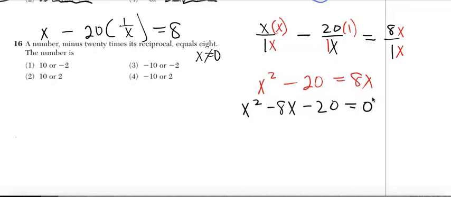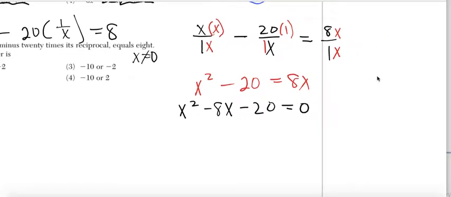Now, this is a quadratic equation that could be solved using either completing the square, the quadratic formula, or factoring. I would recommend either completing the square or factoring because those will be the fastest ways for this. And the better you are at completing the square, the faster that method is, as well as factoring, right? So we want 2 factors of -20. So I'll use the method of factoring.